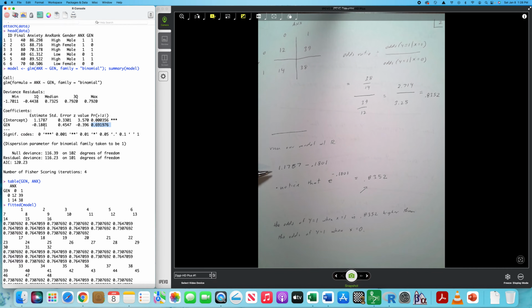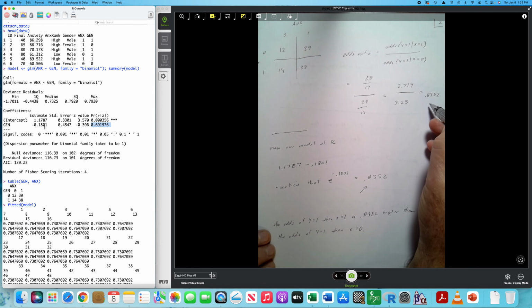Now, I have the estimates, and the model that we have, as you can see from the output, is 1.787 minus 0.1801 times x. Now notice that if we exponentiate the coefficient of the predictor, take e raised to that value, we get 0.8352, which, by more than just convenience, is the odds ratio that we calculated manually before.